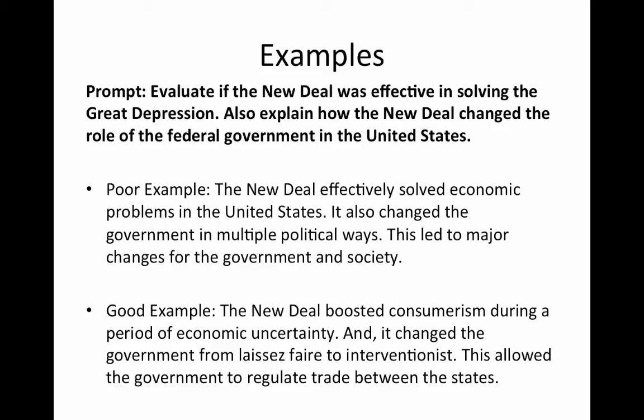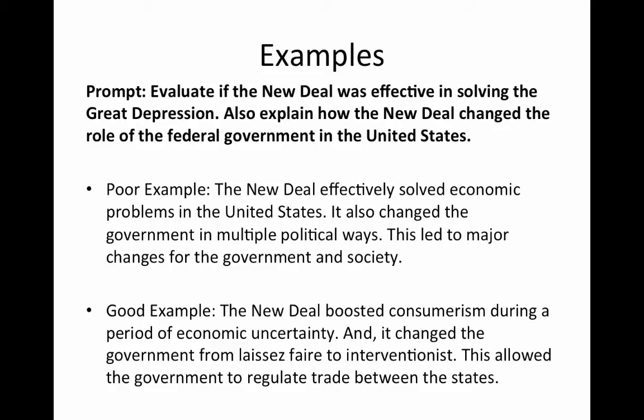Let's go to the next sentence. It also changed the government in multiple political ways. Okay, this is what I'm talking about, the difference between being vague and being direct. What multiple political ways are we talking about? What does even the word political mean here? It is so vague, and it's referring to what you're going to talk about. It doesn't tell me specifically what the general theme is that you're going to talk about.